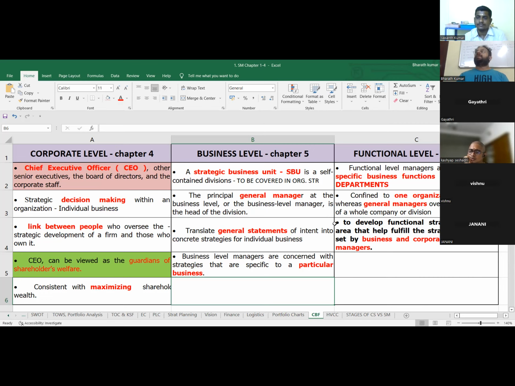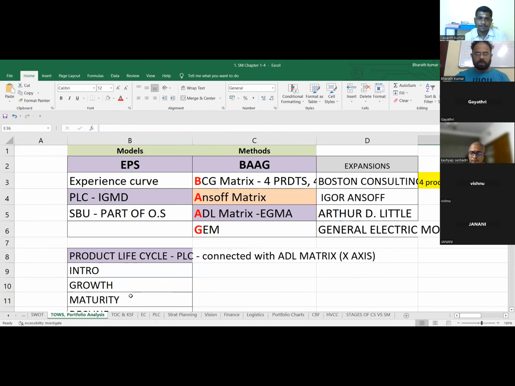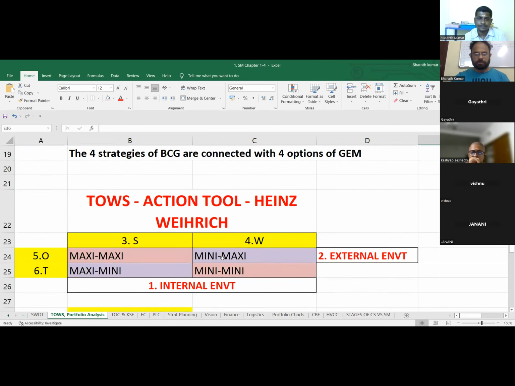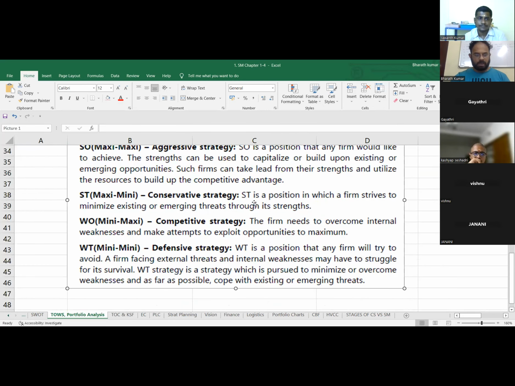Now, next we will go to the TOWS matrix. We told maxi-mini, maxi-maxi and all. So we compare the internal versus external environment. I will show you something on the TOWS matrix. I'll share something now.